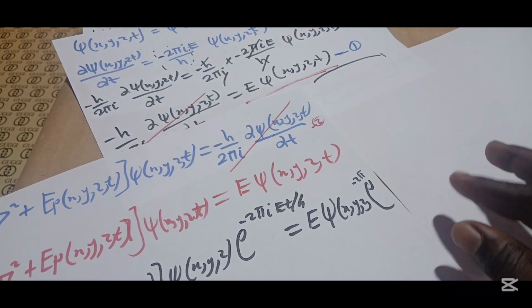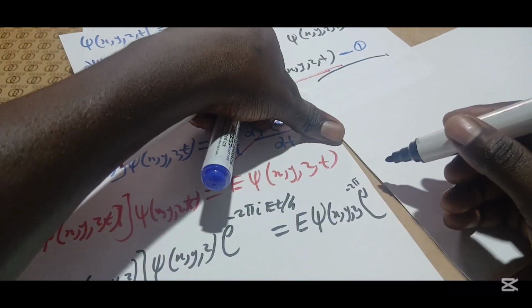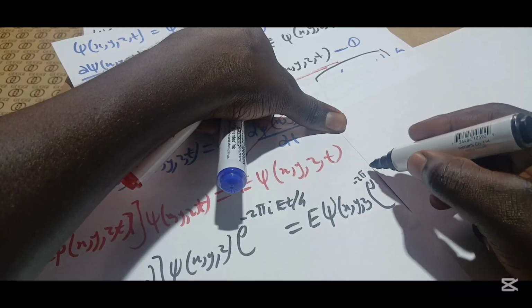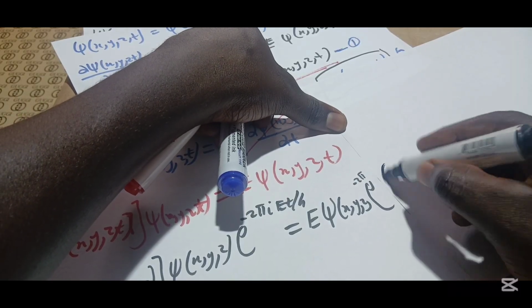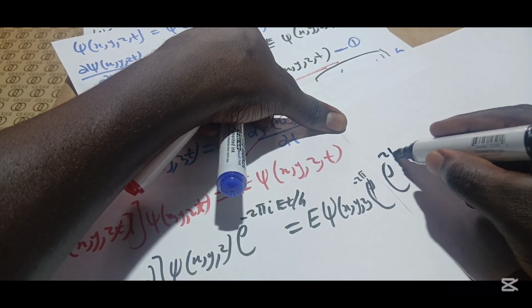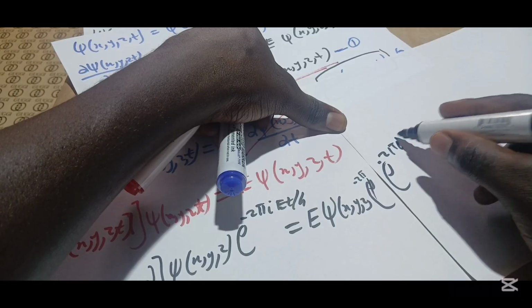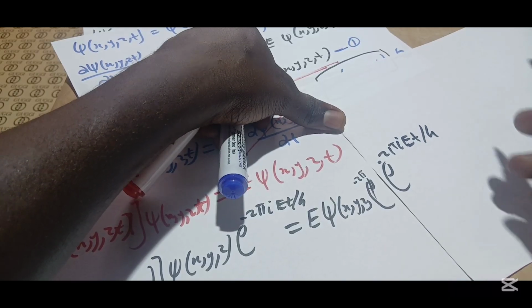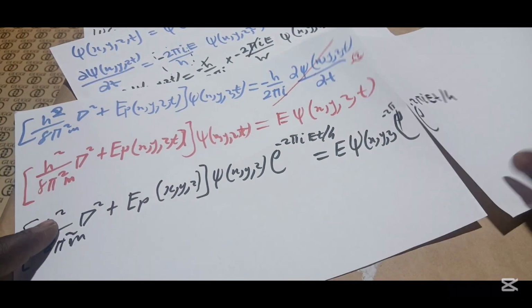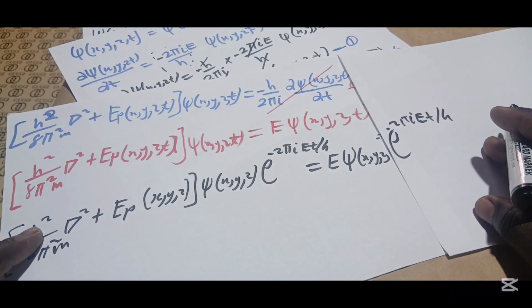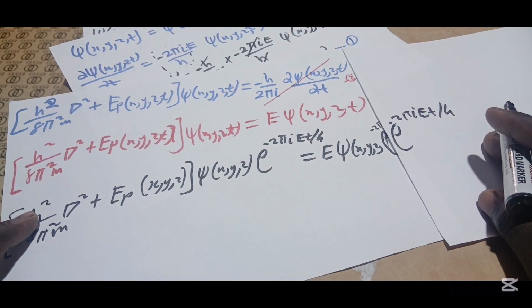Separating the variables, we have e to the power 2 pi, it should be minus 2 pi i E t over h. So separating the variables, this is what we get, right?